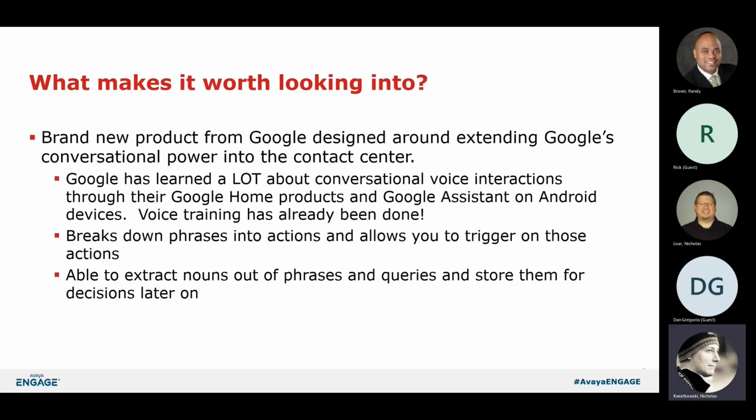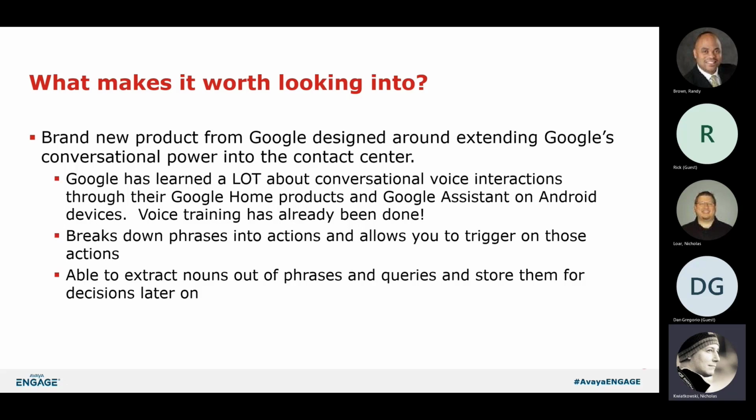When you call a bank or a credit card company or something like that, and it says, tell me what you want to do, those are like the last generation of system. Essentially, they're looking for one word or two words, and then they make a decision based off of that. What DialogFlow is really about is having a complete conversation.